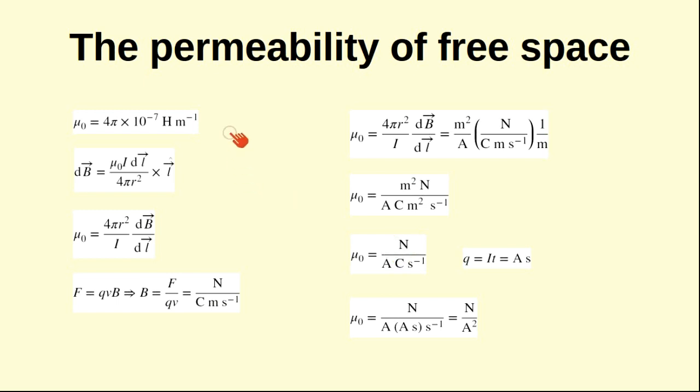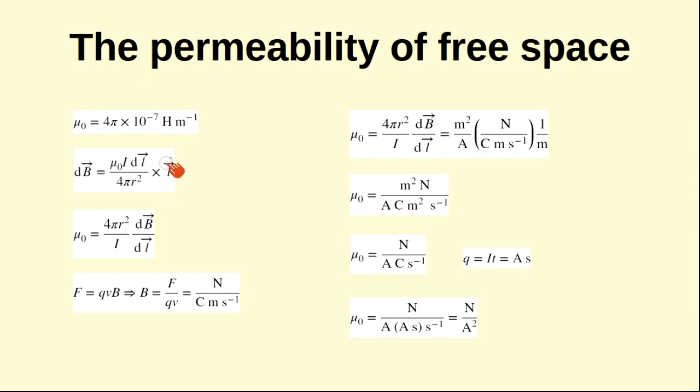Then we have the permeability of free space, where mu naught is 4 pi times 10 to the minus 7 henry per meter. Permeability is to do with magnetism, permittivity to do with electrostatics. And here we have a slightly more complicated equation. It is a vector equation. dB is mu naught I over 4 pi r squared, dl cross L hat, the unit vector L hat.